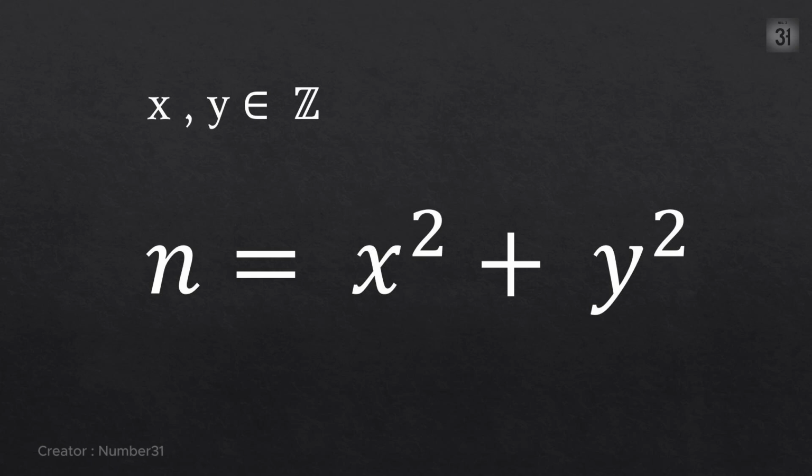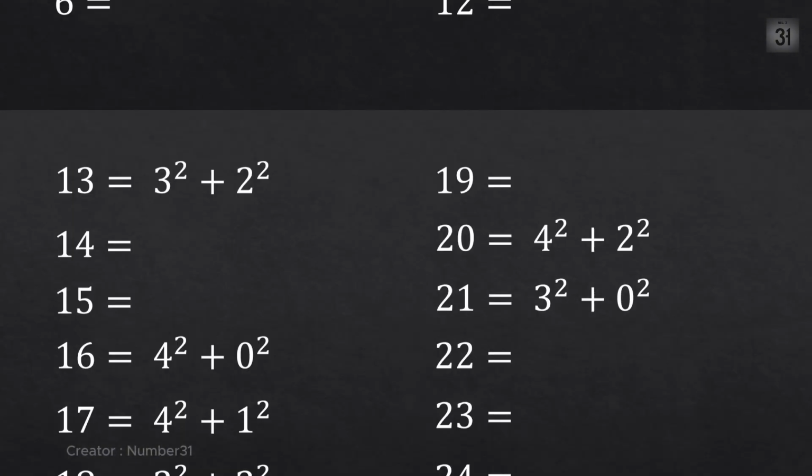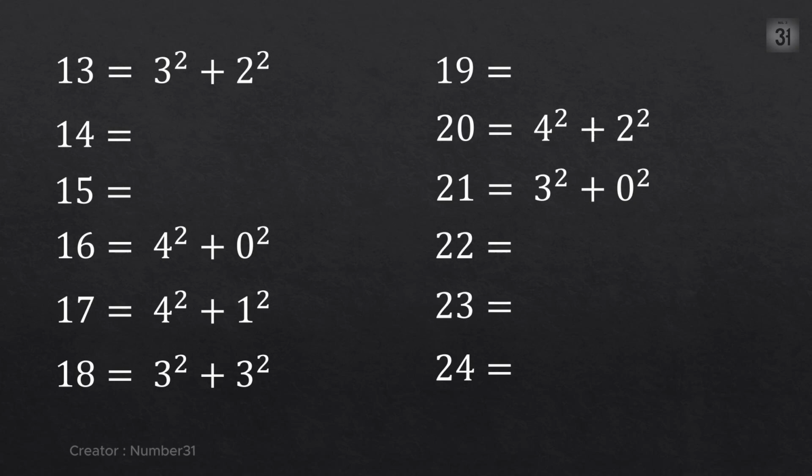Okay, let's get started. Does every number have a representation as the sum of two squares, and how would you represent it? Can we write it in the form of x squared plus y squared, where x and y are integers? Let's take a look at some smaller numbers, and you'll find that not every number can be expressed as the sum of two squares, like 14, 15, and 19. Why can't they be expressed in this way, and what do they have in common?